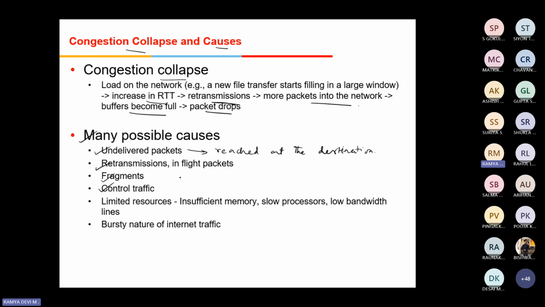And also the control traffic. So the routing updates like DNS, ARP, all these things will add to the traffic. Okay, that too in network instability. Definitely it causes the congestion.